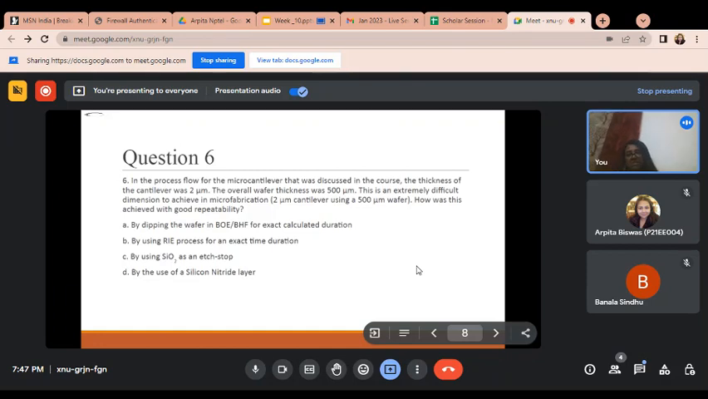So what is the right answer? In the process flow for the micro cantilever that was discussed in the course, the thickness of the cantilever was 2 micrometer and the overall wafer thickness was 500 micrometer. So this is an extremely difficult dimension to achieve in micro fabrication, a 2 micrometer cantilever using a 500 micrometer wafer. So how was this achieved?